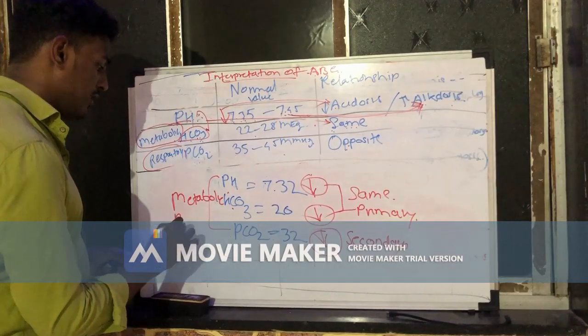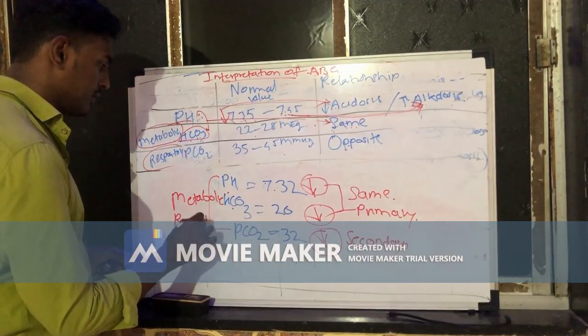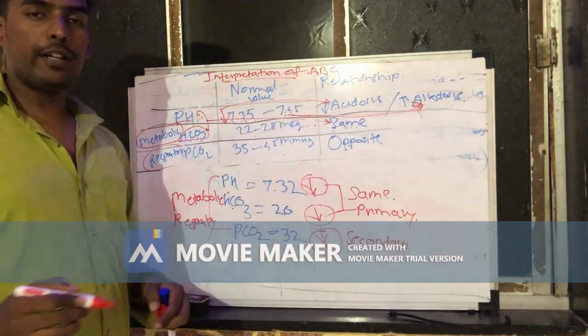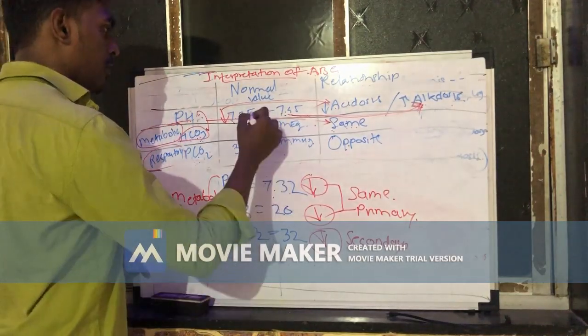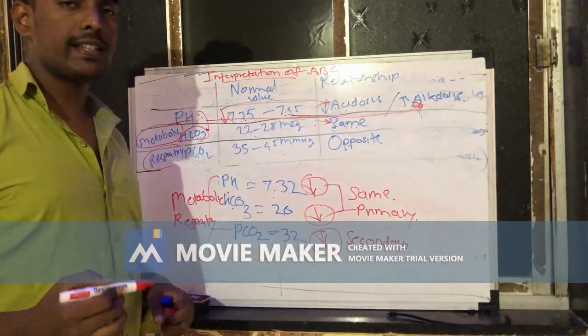PCO2 is called as what? Respiratory. And what is the pH? 7.32. Obviously less than 7.35, called as acidosis.